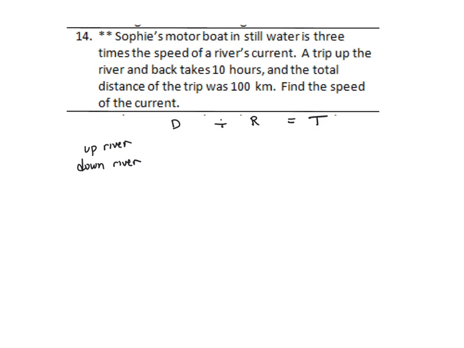Okay, let's analyze this together. Now, this one's different because we don't know the speed of the water current and we don't know the speed of the motorboat. In all the other problems, we were given that information. So let's look at this again and see how we could put it together. Sophie's motorboat in still water is 3 times the speed of the river's current. So immediately we could say, let x equal the rate of the river current, and let 3x equal the rate of the motorboat.